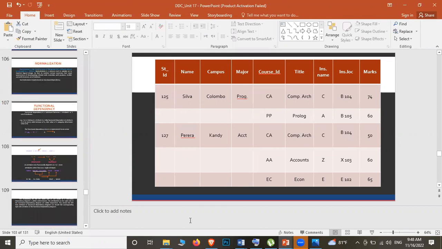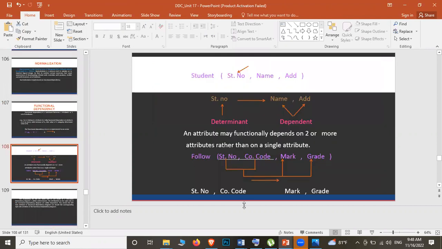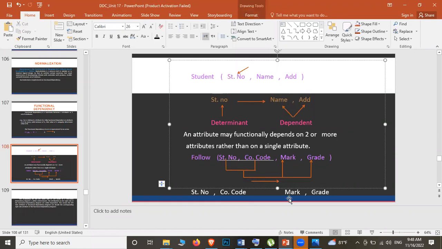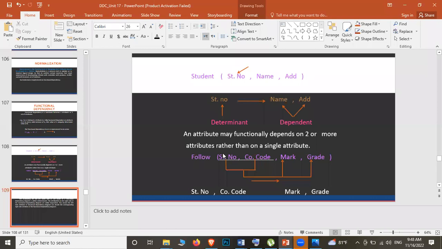Okay, this is the one. So this is what fully functional dependency means. When you write it, student number and course code both are fully functionally dependent on marks and grade. Did you understand this? I will show you a few examples of this in the next class, then you will understand.